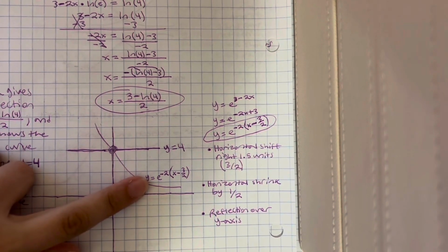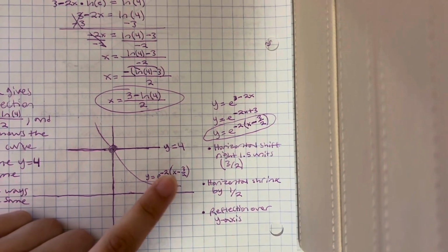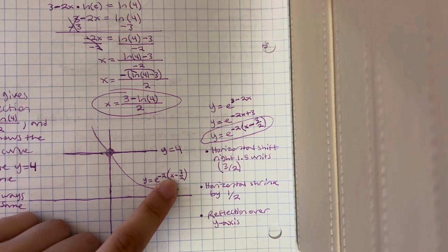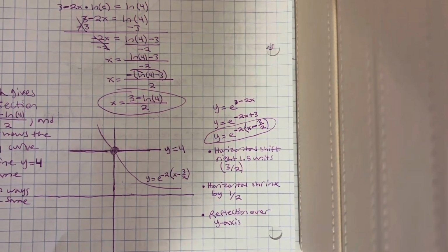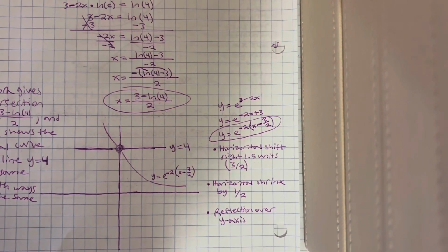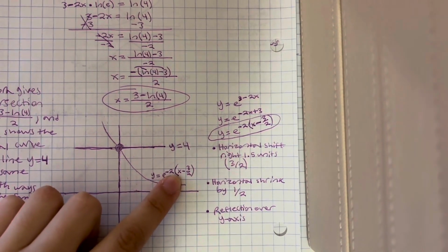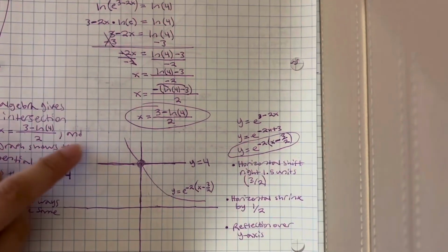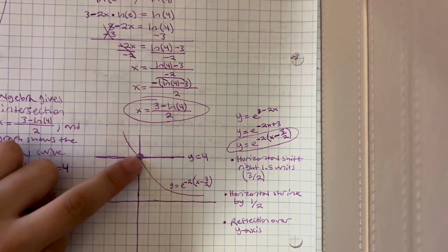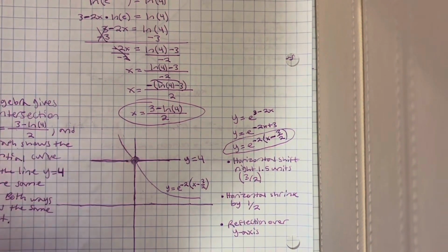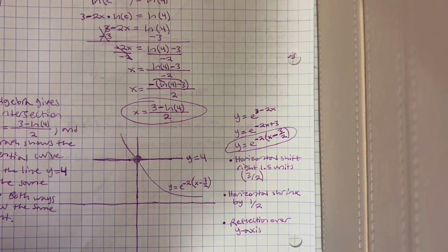It's an exponential decay because we have a negative in the exponent next to x. And then we basically have a horizontal shrink because we have a coefficient next to the x. So then we have y equals 4, and they both intersect at the (0, 4) point.